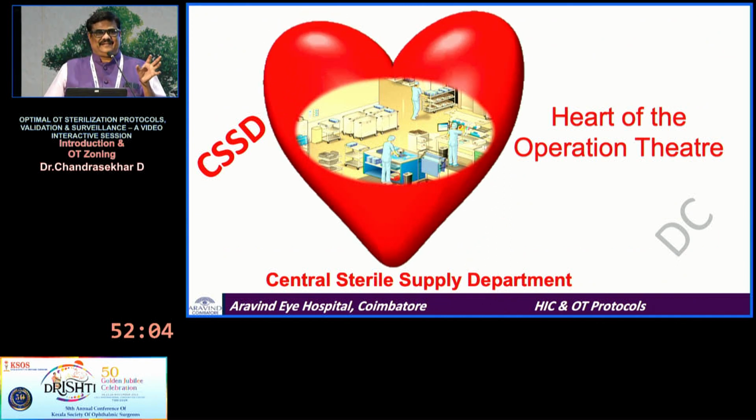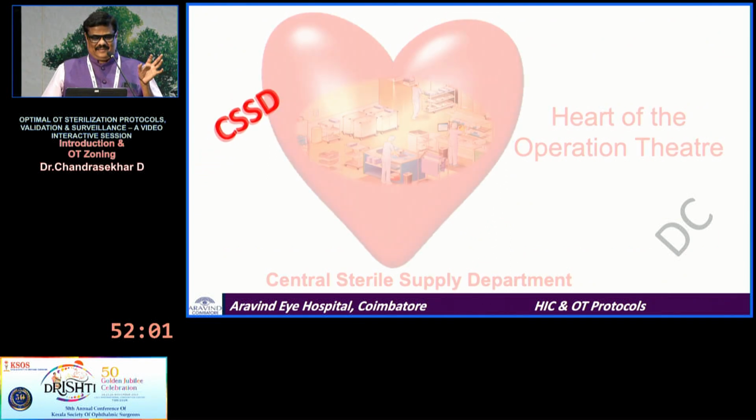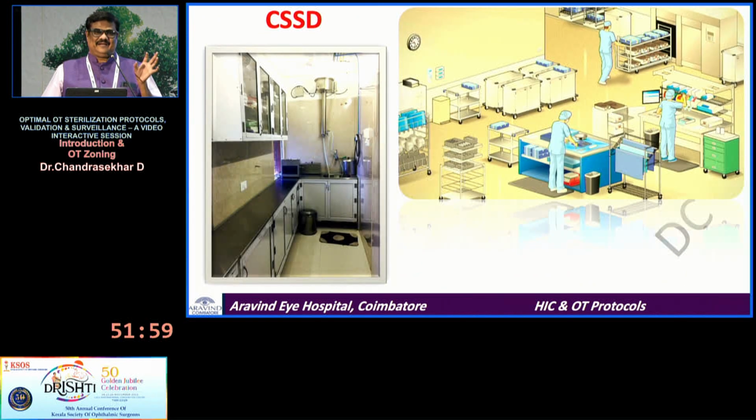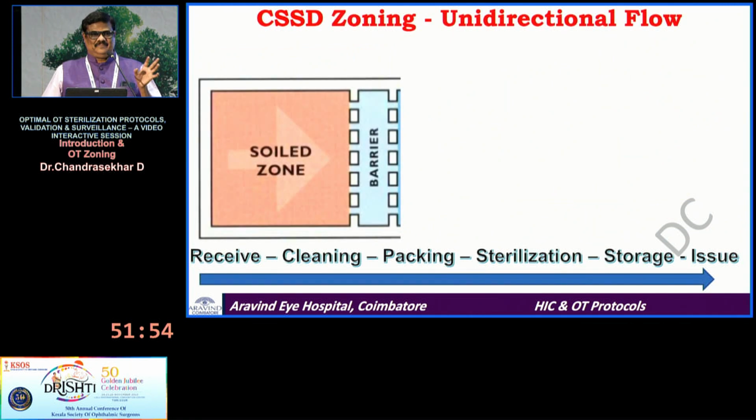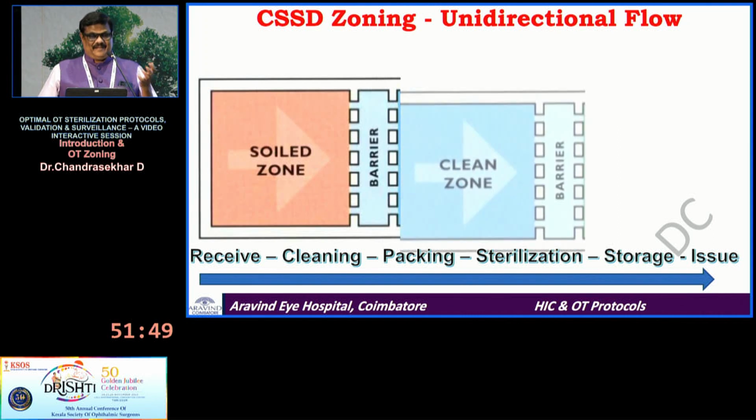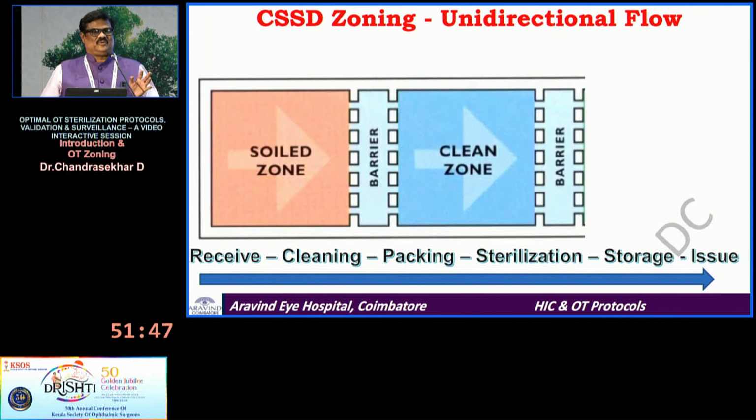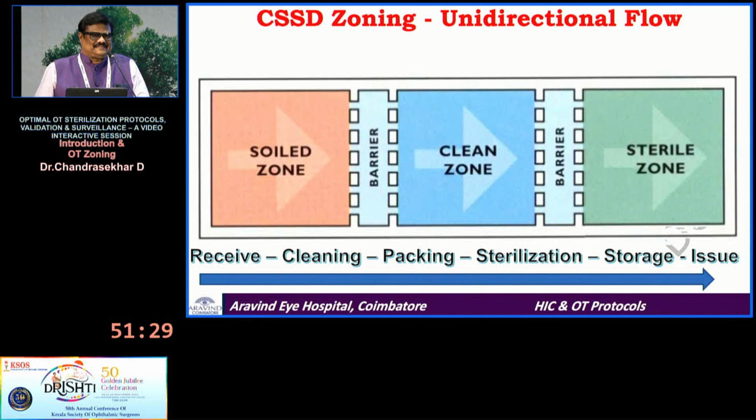The heart of the theatre is the CSSD. You all understand that the CSSD can be done even in a small single theatre complex or a multi-theatre complex. There are three zones. One is where you receive the soiled, used items, then there will be a barrier, then it comes to the cleaning zone where you clean it. Where you receive the soiled items, you can do all the inspections and take off all the unwanted things. In the cleaning zone there are various steps which Dr. Rajiv will show. Once it is cleaned and packed, it goes into the sterile zone.